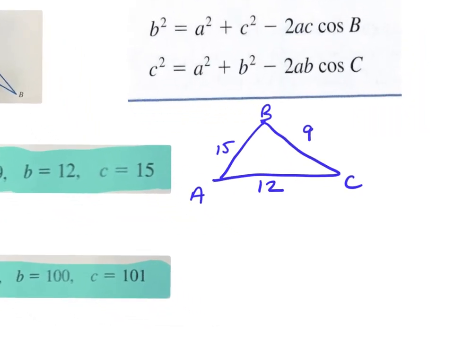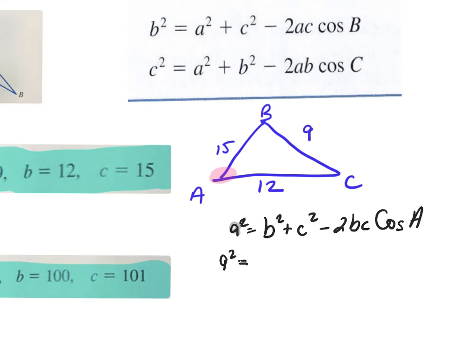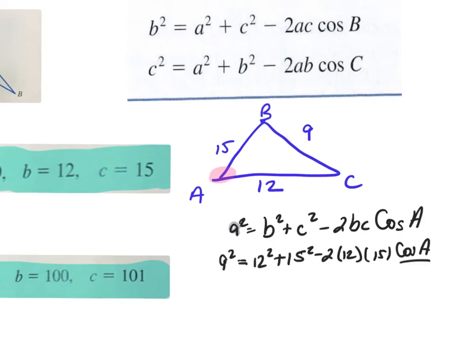So I'm going to first find angle A. I'm going to use my law of cosines, and I'm going to say A squared equals B squared plus C squared minus 2 times B times C times the cosine of A. So I have A squared, so it would be 9 squared equals, B would be 12 squared plus 15 squared minus 2 times 12 times 15 times the cosine of A. That's what we're trying to get by itself.